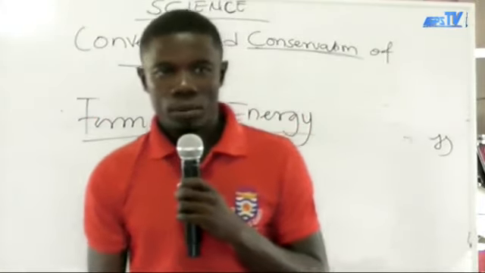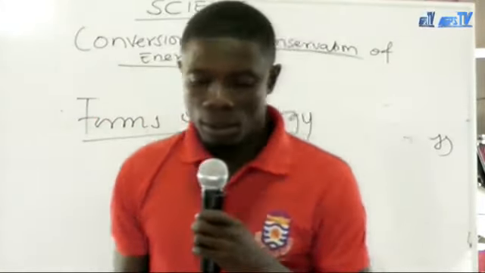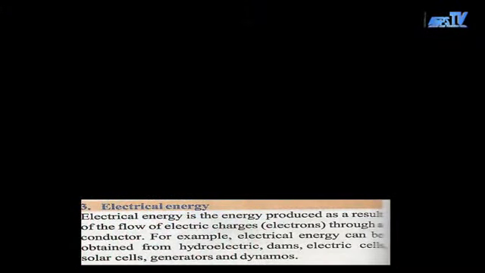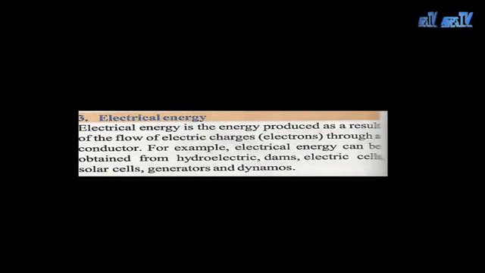Electrical energy. Now, this one too is very important. Electrical energy is energy produced as a result of the flow of electrical charges, so, electrons. Now, I want to demonstrate something. I want to draw something for you to understand. Now, we have the structure of the atom. Like this, at the center of the atom, we have the nucleus. And this one is the shell. We have the electron moving around the nucleus.